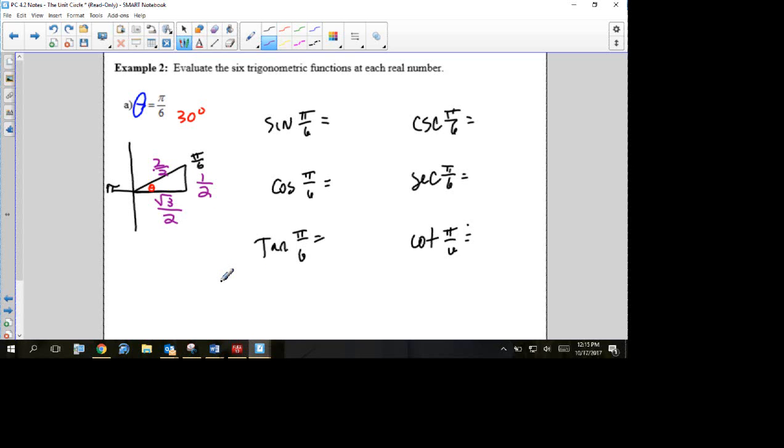So I drew it today, but I'm not using the triangle's values. I just know that the sine of pi over 6 is the same as sine of 30 degrees, which, Andrew, is half. So I didn't even need to look at my triangle.